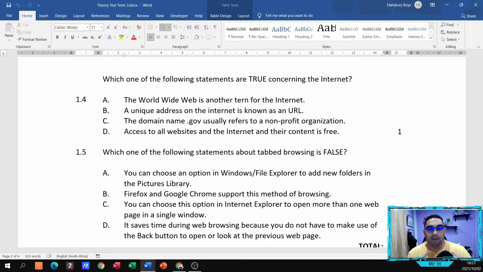So D, our access to websites, cannot be true. Cannot be C. World Wide Web is not another term for the internet, so the only other one is B, which is a unique address on the internet known as the URL. Yes, each URL is unique to the internet. It points to a unique page on the internet. So out of those, it is B. 1.5.